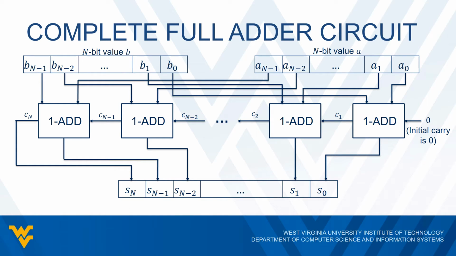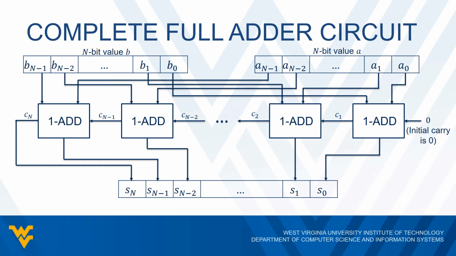We'll now show the complete full adder circuit. And notice that we have these 1-add circuits in here. So these would be the same circuits that we just showed, except instead of drawing that entire diagram again, we'll just draw a box and say, here's our 1-add circuit. Then we can understand what's going on there. It does add the respective bits for a particular column in our numbers.